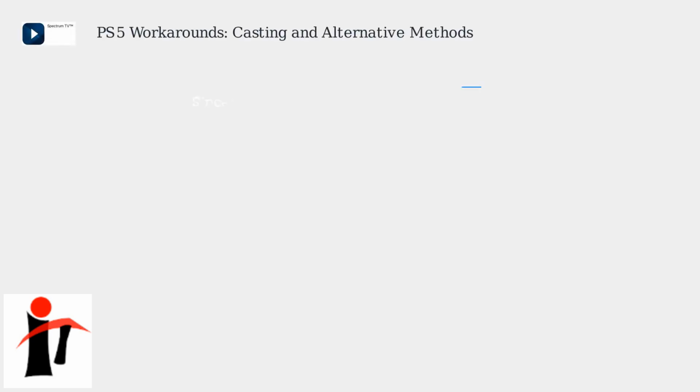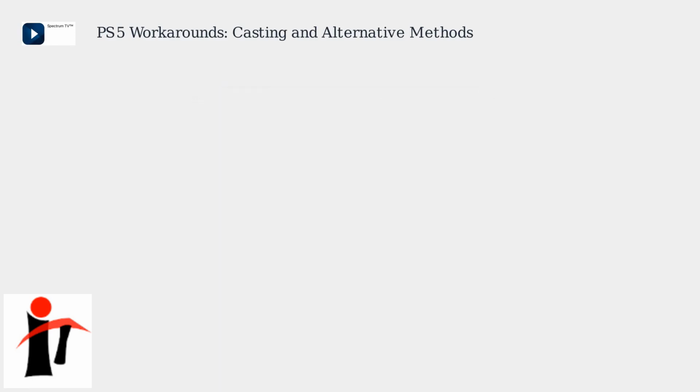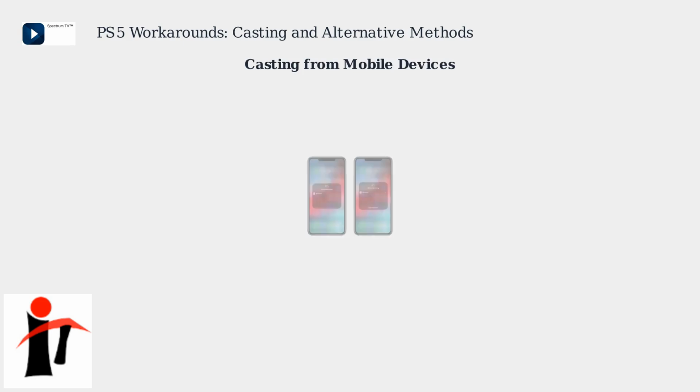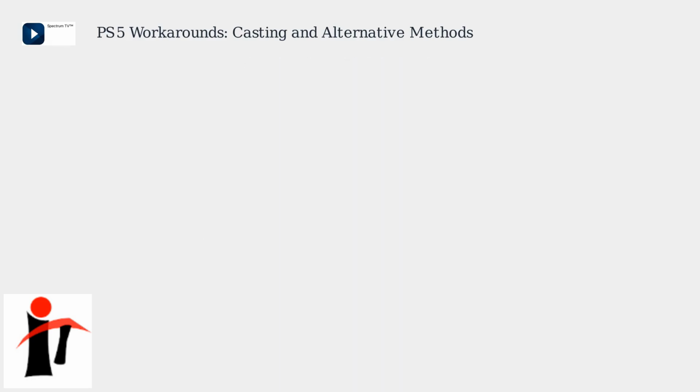Since there's no direct Spectrum TV app for PS5, you'll need to use workarounds. The most common method is casting from your mobile device to your PS5. Download the Spectrum TV app on your iPhone or Android device. Then use screen mirroring features to send the content to your PS5's HDMI input. Make sure both devices are connected to the same Wi-Fi network for this to work.